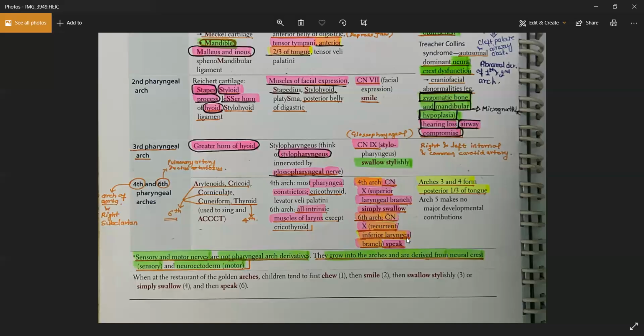And again, the fourth arch is supplied by the superior laryngeal nerve, and I told you that the thyroid cartilage and the cricothyroid muscle are formed by the fourth arch. All the rest of the muscles and all the cartilage are formed by the sixth arch. Is that okay? Now, if you think about it again, the 9th nerve and the 10th nerve also supply the posterior 1/3 of the tongue, right? So the posterior 1/3 of the tongue is derived from the third arch and the fourth arch.